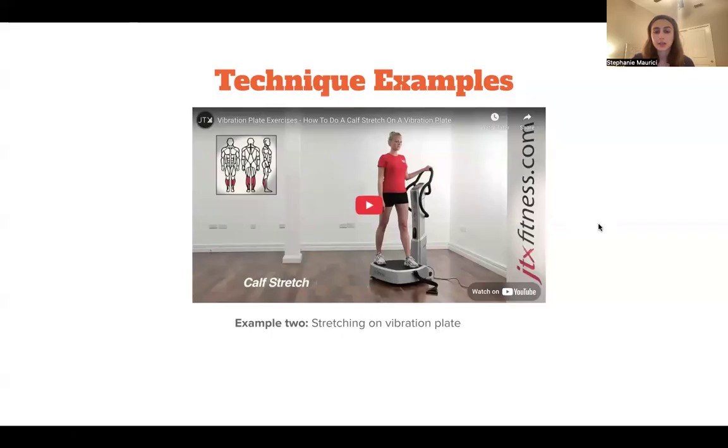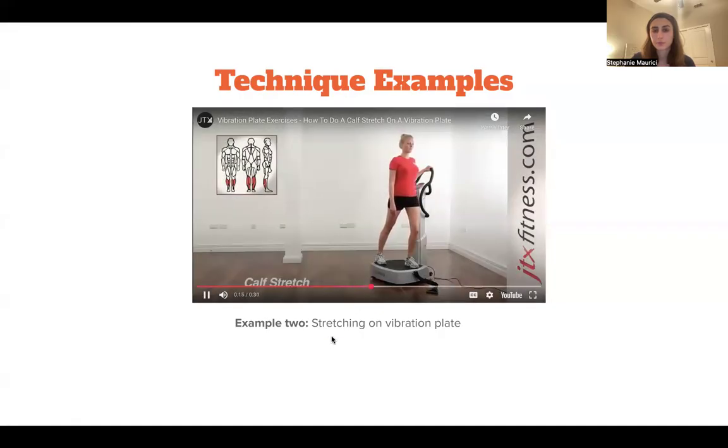Now, this one is stretching on the vibration platform. I will say in this video, it looks like they don't have the vibration platform on. But yeah, it would be on in the example that we're referring to.